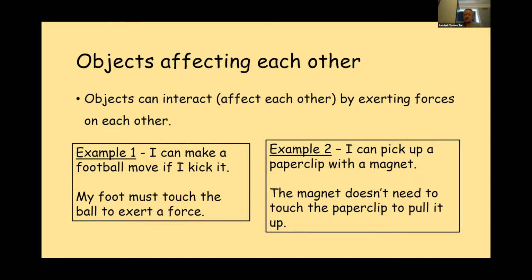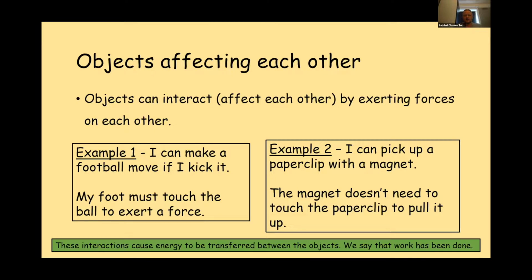Second example, picking up a paperclip with a magnet. Now I can touch the paperclip with the magnet to pick it up, but actually I don't need to. If you've ever played with a magnet before, you know that you can bring it very, very close to the paperclip, and the paperclip seems to just jump and attach itself to the magnet without any touch. These interactions cause energy to be transferred between the objects. In this case, we say that work has been done.